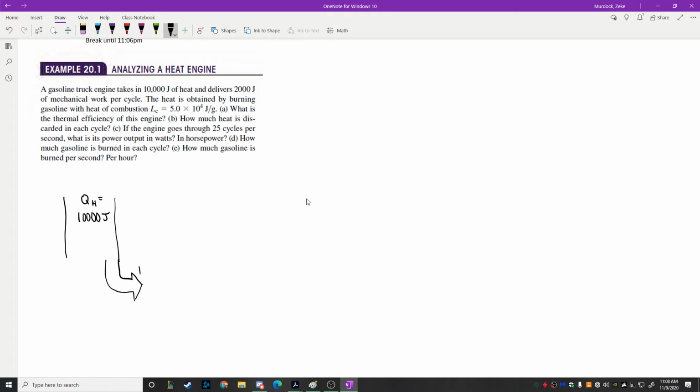So we've got 2,000 joules of work that's coming out. And the first question is, what is the thermal efficiency of this engine? So how do I figure that out? How do I find what its thermal efficiency is?